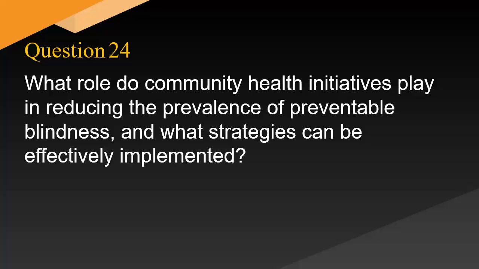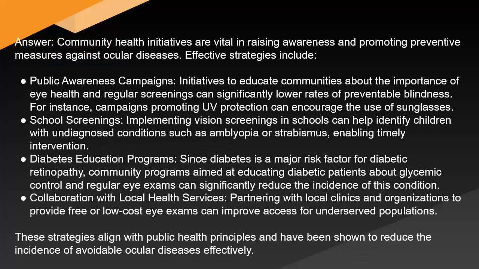What role do community health initiatives play in reducing the prevalence of preventable blindness, and what strategies can be effectively implemented? Answer: Community health initiatives are vital in raising awareness and promoting preventive measures against ocular diseases. Effective strategies include public awareness campaigns. Initiatives to educate communities about the importance of eye health and regular screenings can significantly lower rates of preventable blindness. For instance, campaigns promoting UV protection can encourage the use of sunglasses.